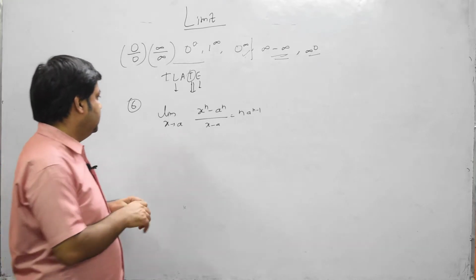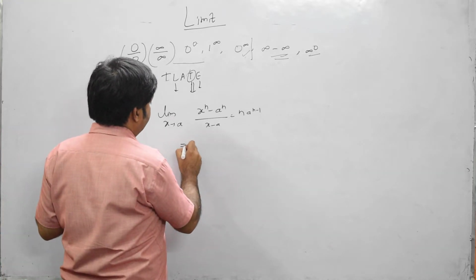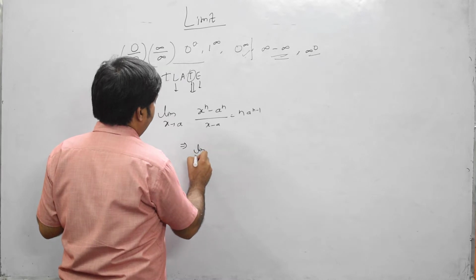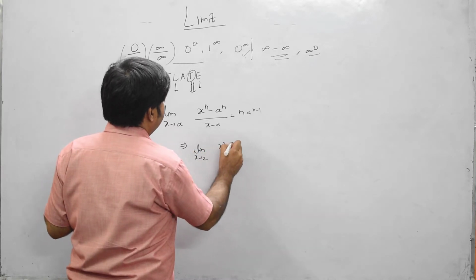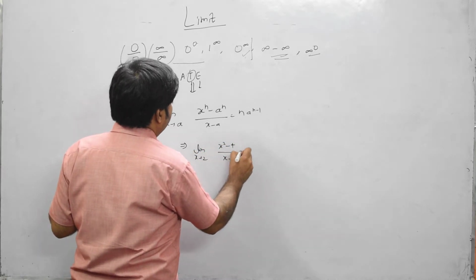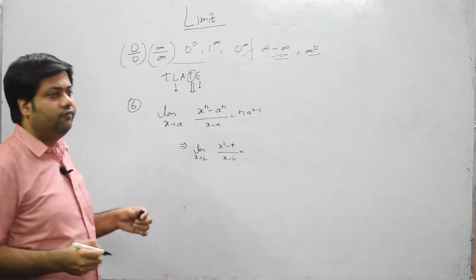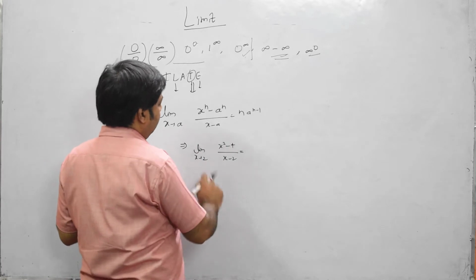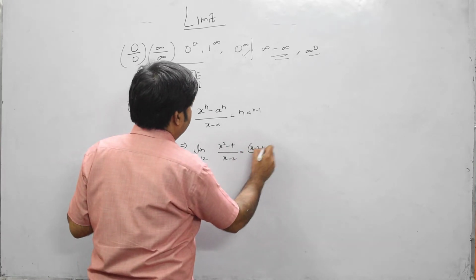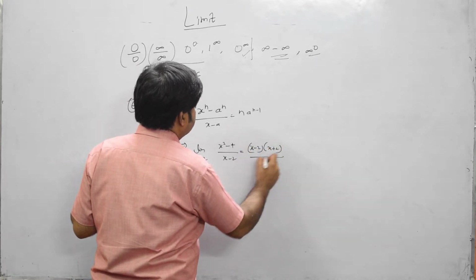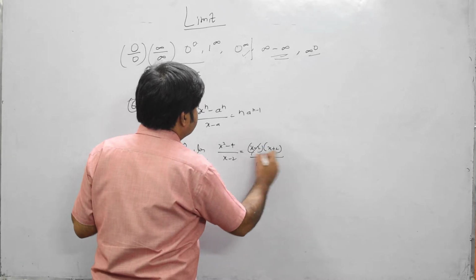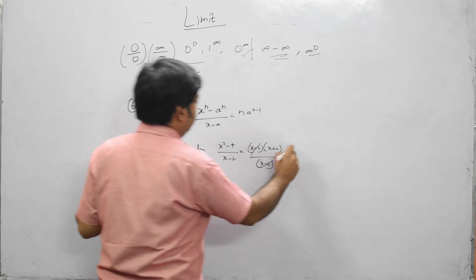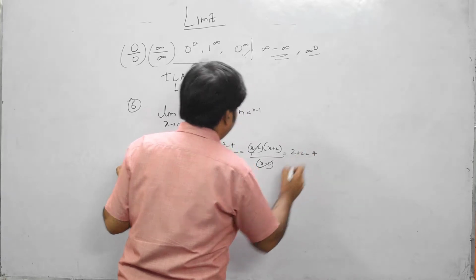So let's say you find a problem like limit x tending to 2, (x square minus 4) by (x minus 2). Now this limit can be found even without using the formula. How? We'll see that. x square minus 4, you write as (x minus 2) into (x plus 2), divided by (x minus 2). This gets cancelled. Now you put x equal to 2, so 2 plus 2, and the answer comes out to be 4.